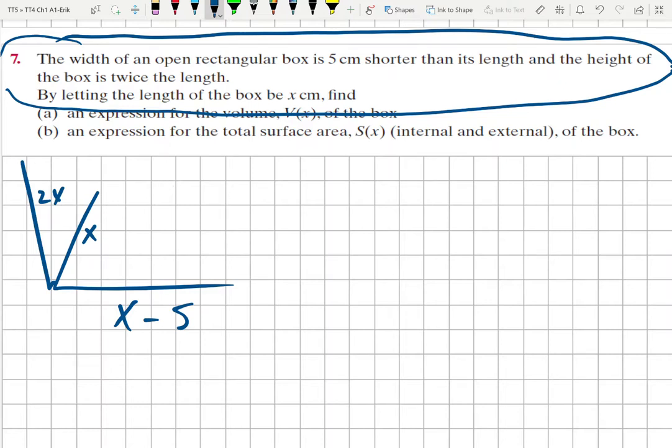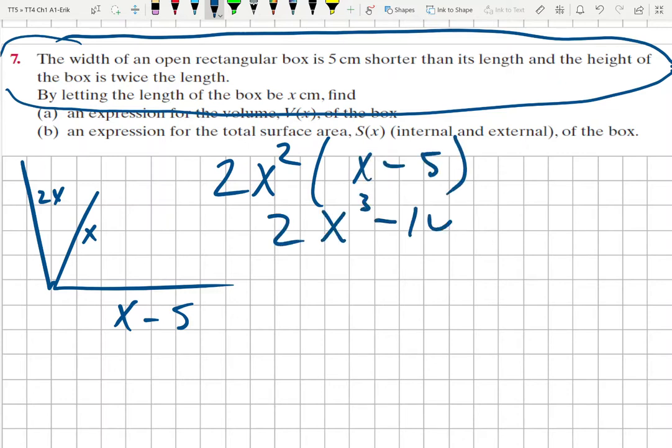The length of the box is 5 shorter than the length, so that's good. Expression for the volume. Well, we're going to have 2x squared times x take 5. 2x to the 3 minus 10x squared is the volume in terms of x.